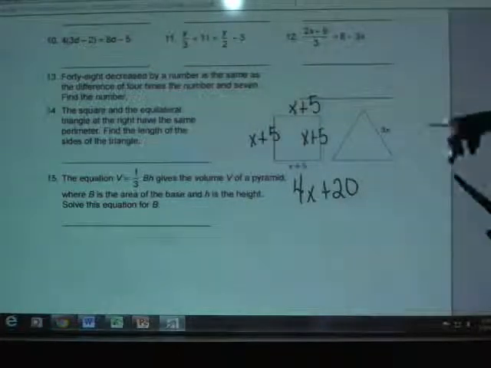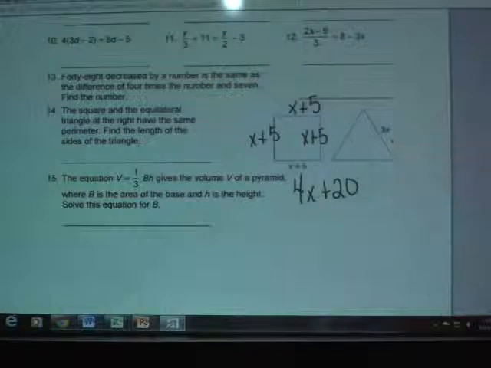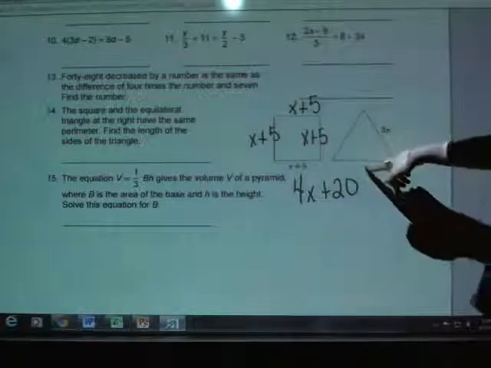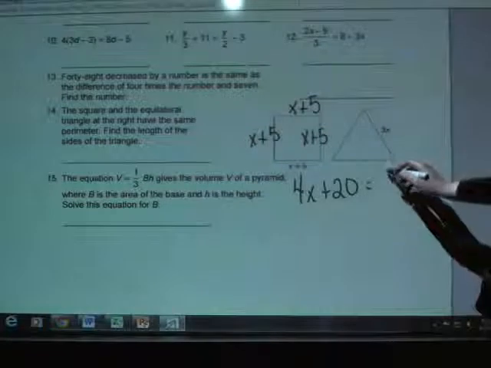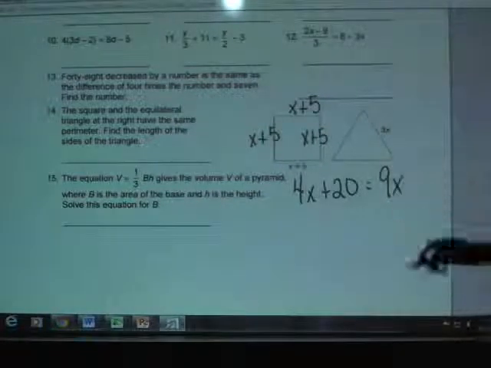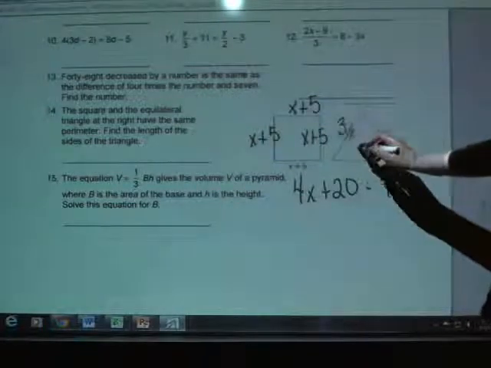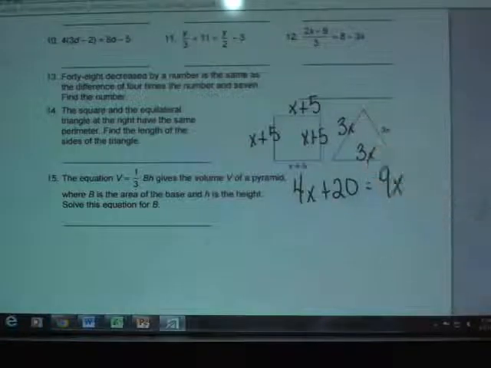Now this guy over here on the right is an equilateral triangle. Remember, the word equilateral implies that all the sides are the same. So if this is 3x, this is also 3x, this is also 3x. So we put all that together, and that makes 9x. I got 3 x's. 3 x's plus 3 more x's plus 3 more x's makes 9 x's. Solve the equation for x.